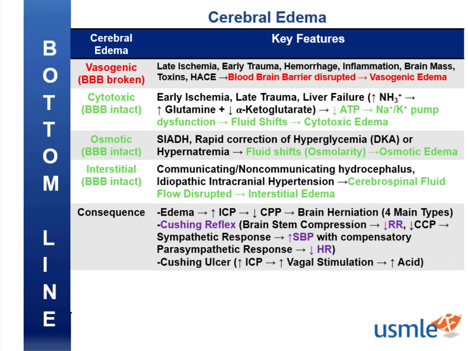In terms of cerebral edema leading to a Cushing ulcer, this occurs due to increased intracranial pressure that leads to increased vagal stimulation and resultant acid production from the parietal cells in the stomach.